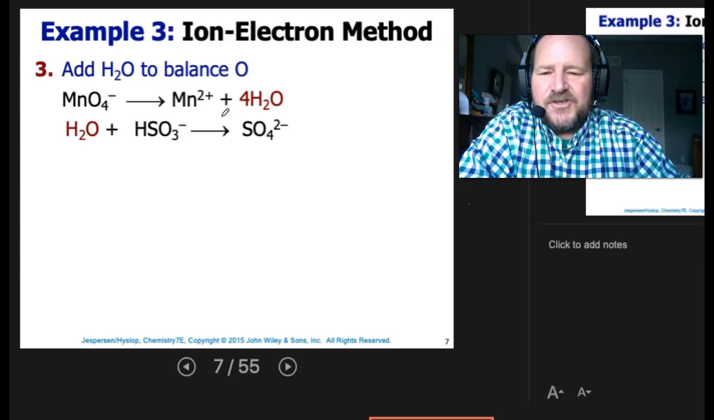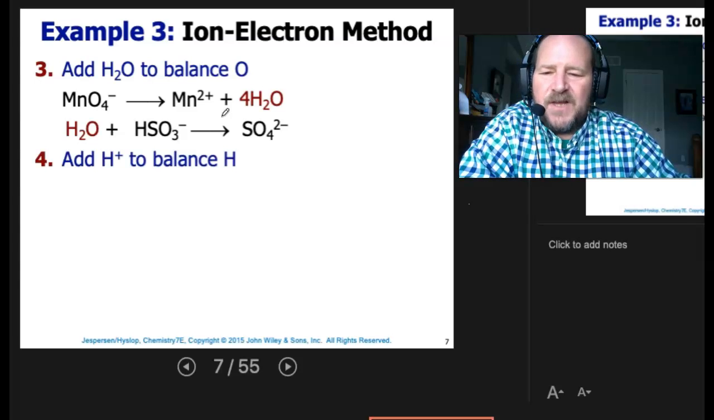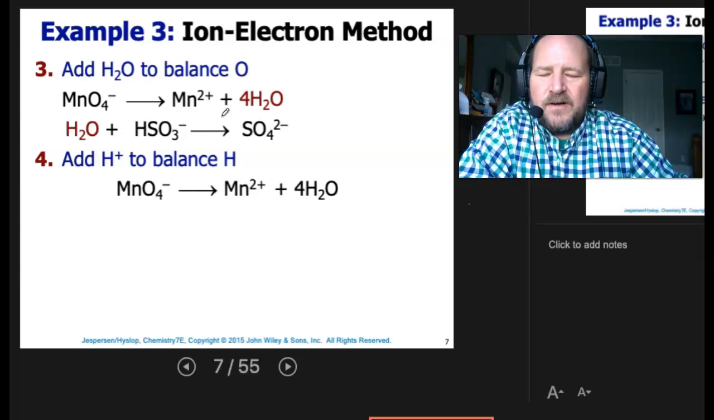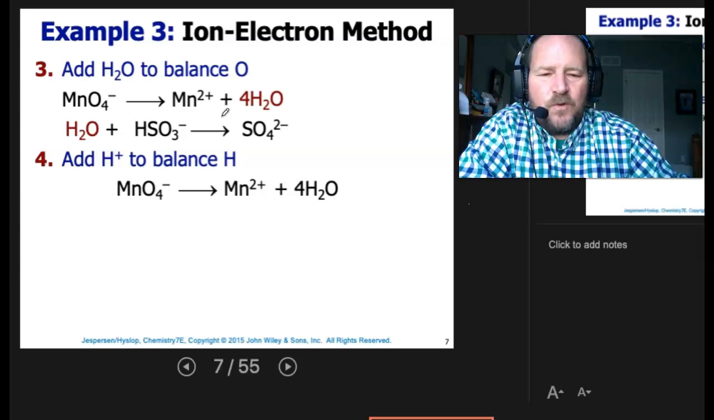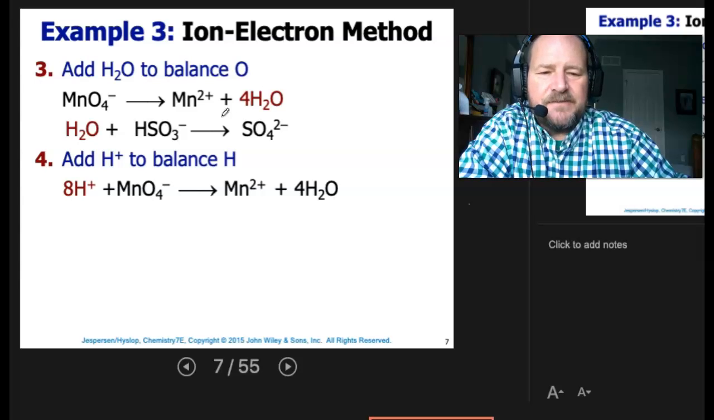All right, so now our oxygens are balanced, our non-hydrogen oxygens are balanced. It's just a matter of the hydrogens left over. So we'll add H plus in order to balance the H's. And so for the MnO4 going to Mn, we know we added 4 waters. That's going to give us 8 hydrogens, so we're going to add 8 H plus.